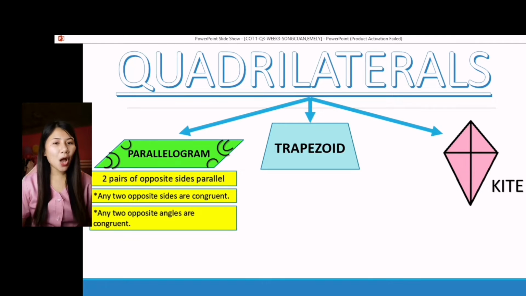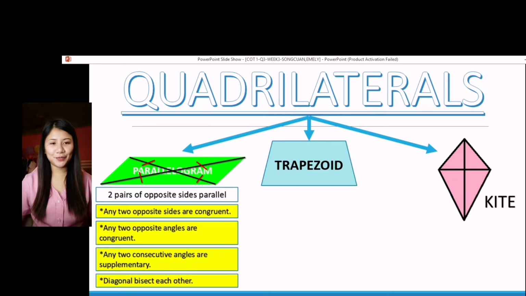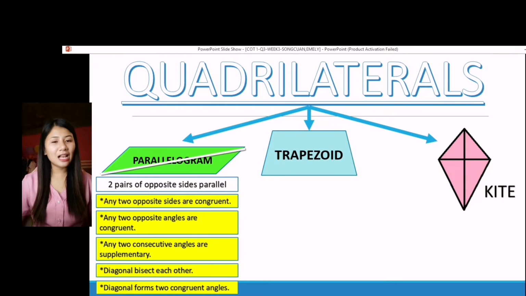Next, any 2 opposite angles are congruent, as you can see in the symbol in the given figure, which indicates that the 2 opposite angles are congruent. Third, any 2 consecutive angles are supplementary. So when we say supplementary, if we add the measures of the 2 consecutive angles, that is equal to 180 degrees. Next, diagonals bisect each other. And lastly, diagonals form 2 congruent angles.